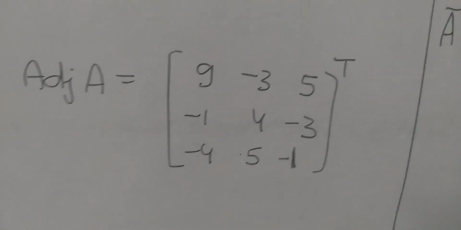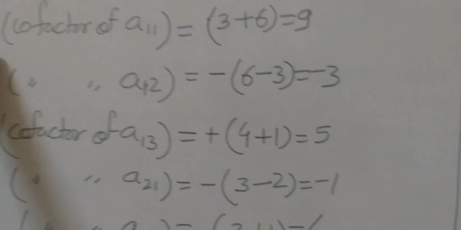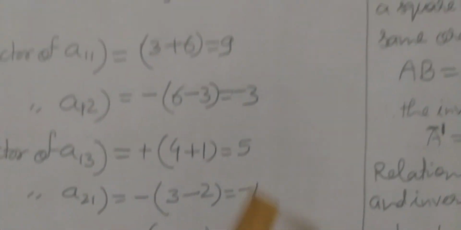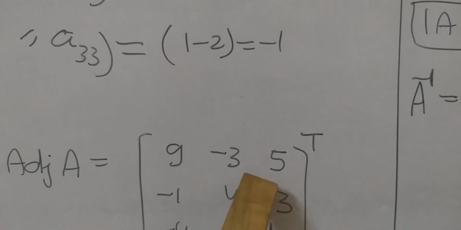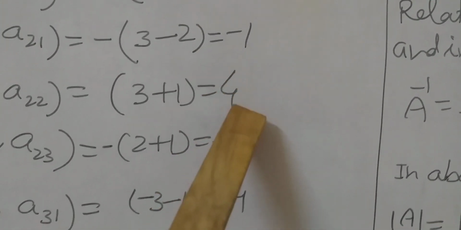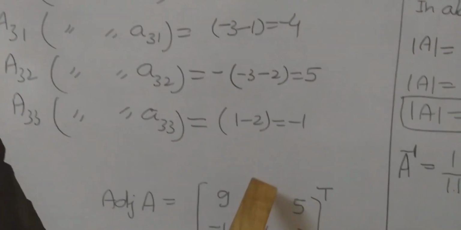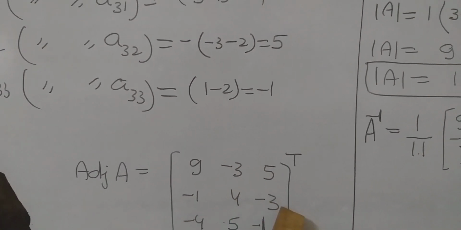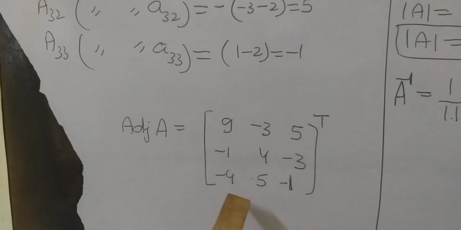Now student, we have to arrange all cofactors at their positions. A11, A12, A13 values are arranged. Then A21, A22, A23. Correct. So its values will be arranged here. Then A31, A32, A33, its values will be arranged here.